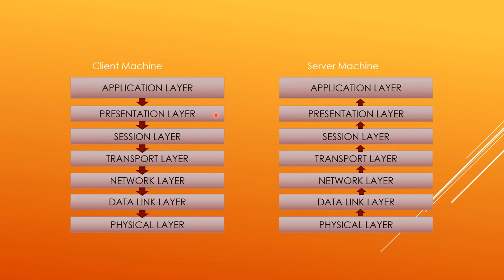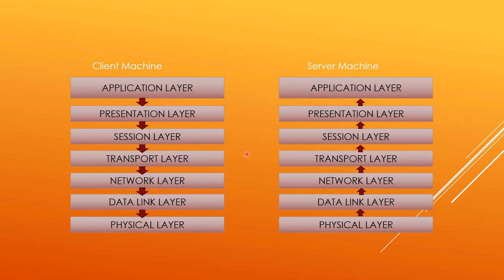Then the presentation layer will transfer this data to the session layer. The session layer is responsible for establishing a session, because session establishment is necessary. Let's suppose the server machine is switched off. Then is it possible to send a request to the server machine? No, it is not possible. So this is the responsibility of the session layer, establishing a session. Now, when the session is established, data will be sent to the transport layer.